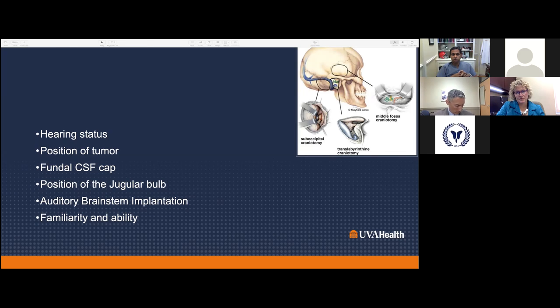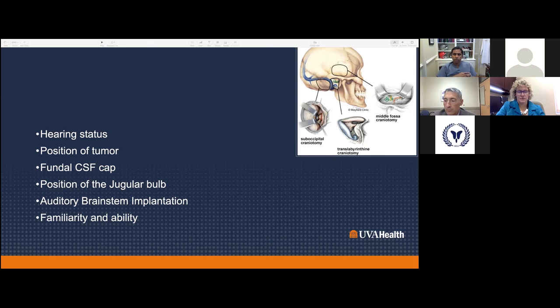When I say position of the tumor, primarily we have some types of vestibular schwannomas that are primarily in the CP angle with very little extent into the internal auditory canal. Those types of tumors, I strongly prefer to utilize the retrosigmoid approach. Of course, if they are small tumors that are localized just to the canal itself, a middle fossa approach might be a better approach to utilize in that situation.